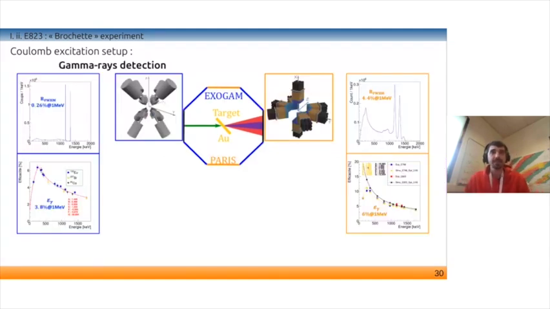As gamma ray detection, we use EXOGAM, highly pure germanium detectors, where you can see the intrinsic resolution and intrinsic efficiency, but also we use lanthanum bromide PARIS detectors, where you also have the resolution and the efficiency.